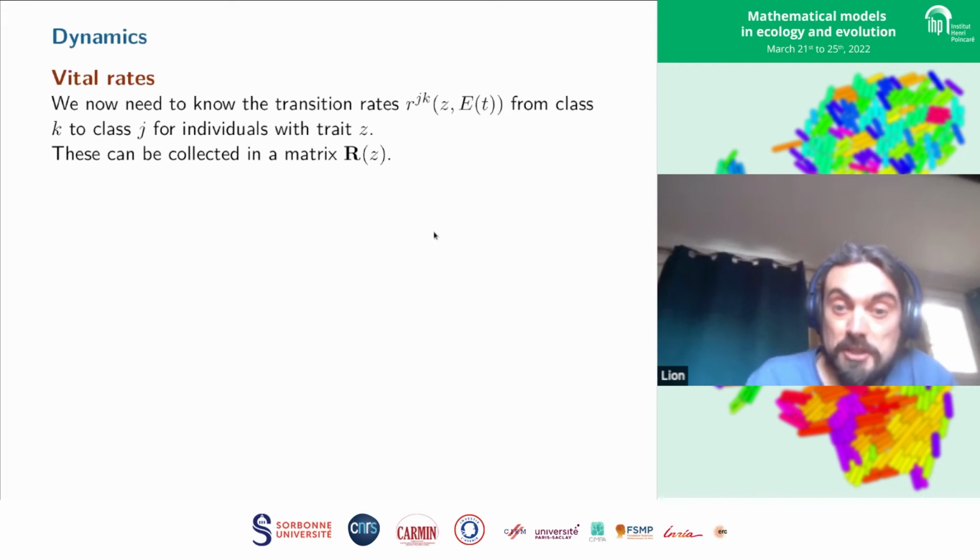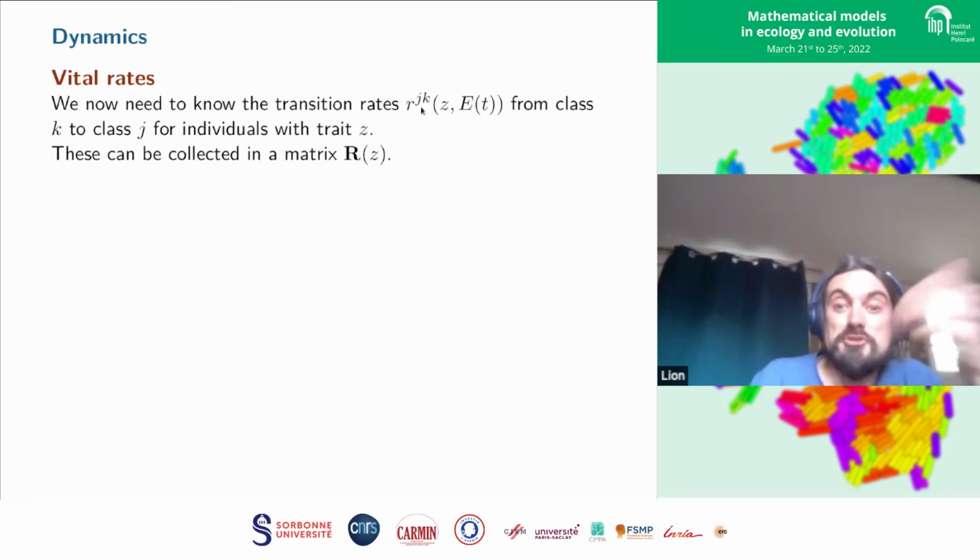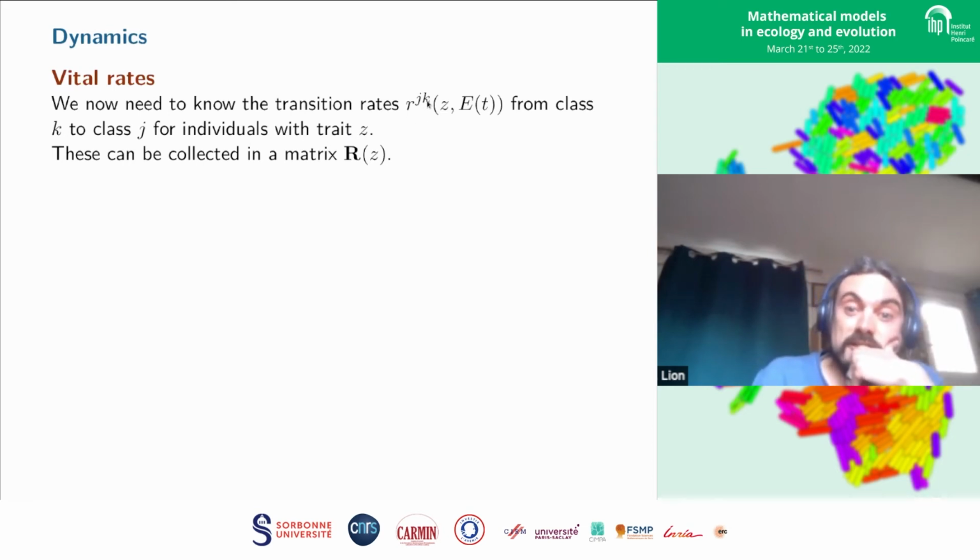So as before, we need to know some fitness functions, but now we need to know the transition rates, R_jk, from class k to class j for individuals with trait z. And we're going to collect this in a matrix R(z). Again, I'm going to drop the dependency on E here, but keep in mind that this matrix will depend on the density of resources or densities or anything.